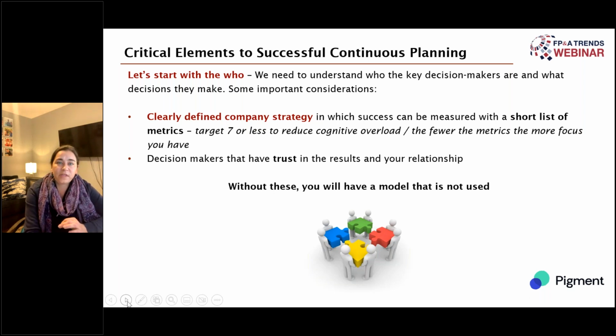I can't overemphasize enough the importance of a short list of metrics. The fewer metrics you have, the more focused your organization will be, and the more focused your model will be. I've worked in organizations where there was literally just one metric that was important. And in those organizations, they were hyper-focused on executing upon that metric. I've also worked in the extreme opposite, in which they had a tremendous amount of metrics that they all deemed were important. They were all equally important. And what happened? The inverse.